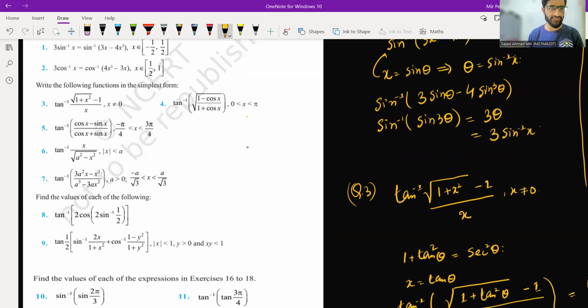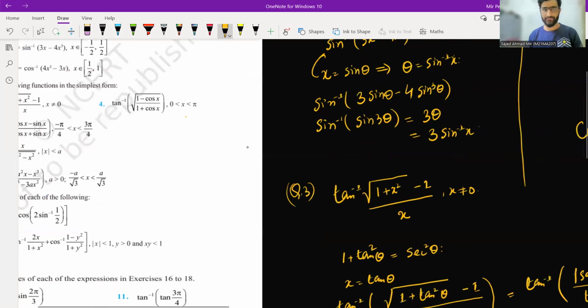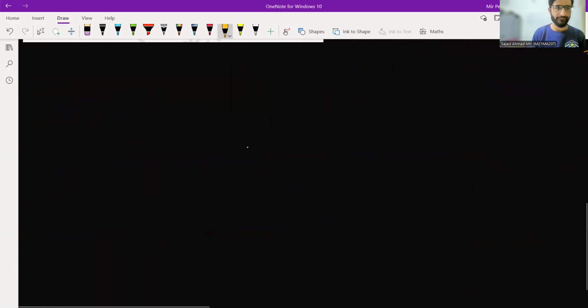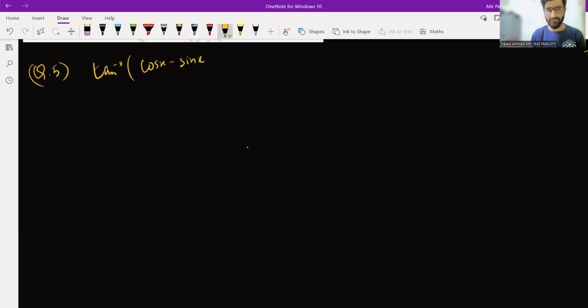So question number 5 says tan inverse of cos of x minus sine of x divided by cos of x plus sine of x. We have to do the simplification. Let's do it here. Question number 5. Tan inverse of cos of x minus sine of x divided by cos of x plus sine of x. We need a simplification for this.